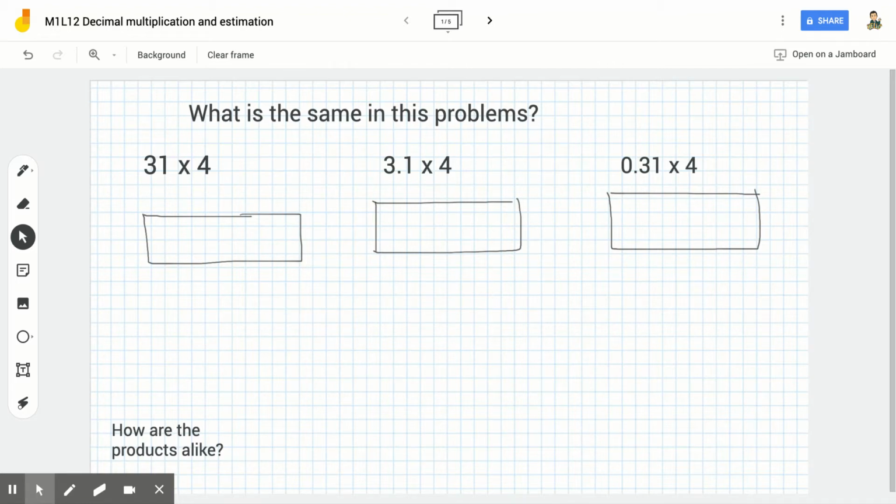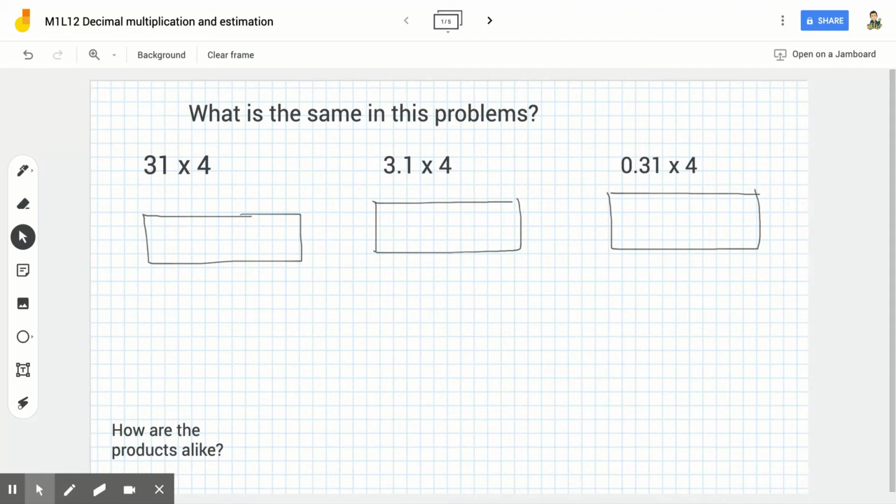So for this one, we're going to be looking at this problem here. What do you notice is the same between all three of these products? 31 times 4, 3.1 times 4, and 31 hundredths times 4. As you notice, they have the 3 and the 1 in this first factor. They also have the 4, the 4, the 4. All those things are in common between those three products.